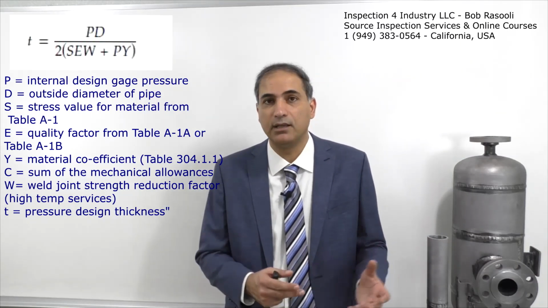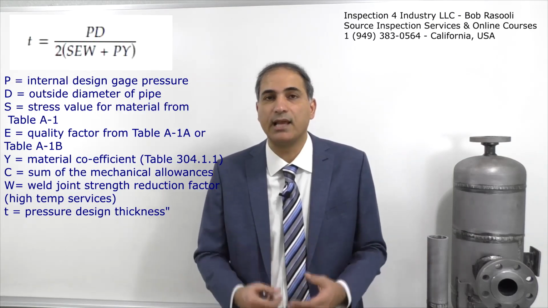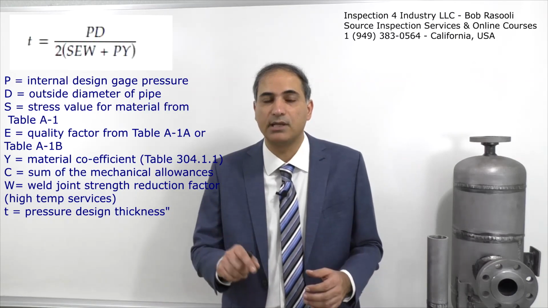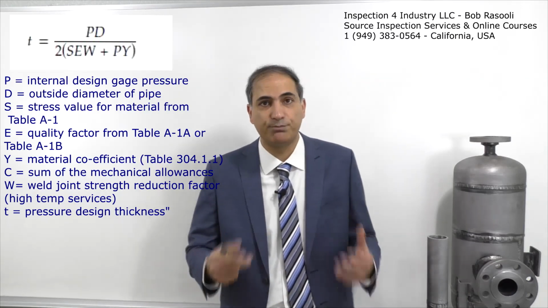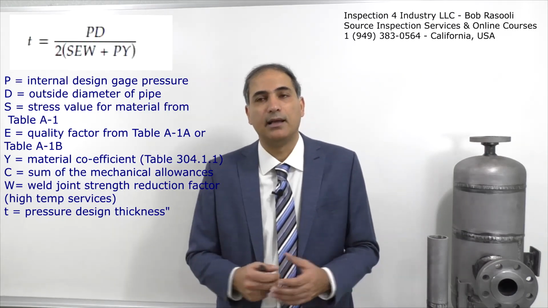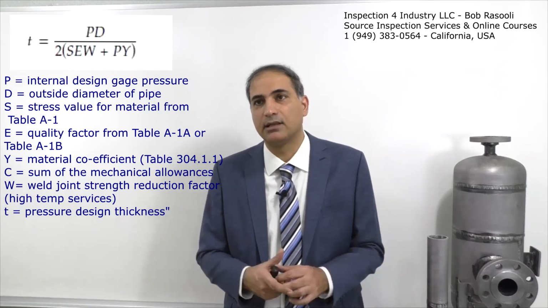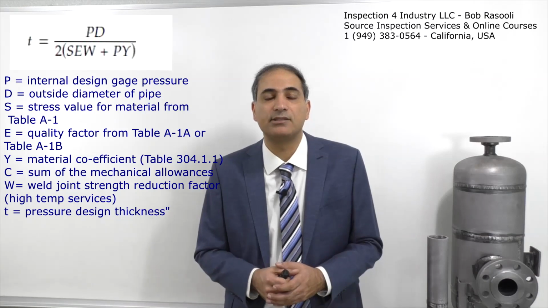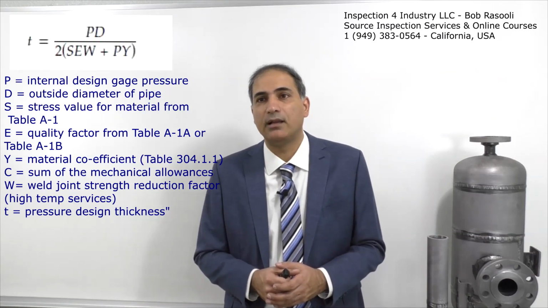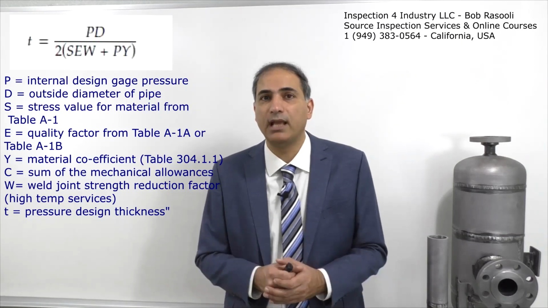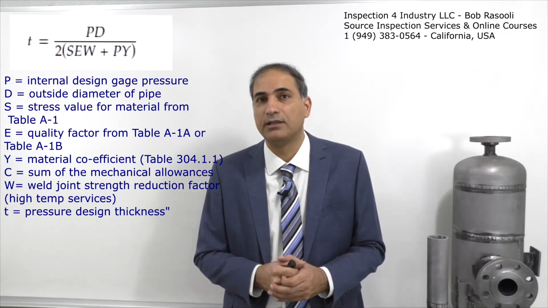You need to go either to API 574 to read what the OD is, or go directly to the source, which is ASME B31.3, and see what the outside diameter of the 6-inch pipe is. Then in the denominator you can see the value of 2, and then S is the stress value. The stress value is taken from the A-1 table, and it's different at different temperatures.